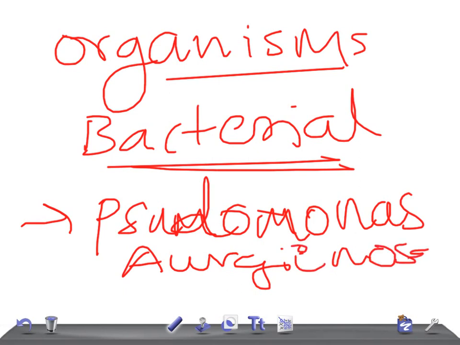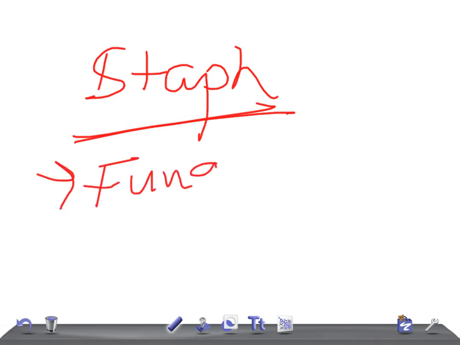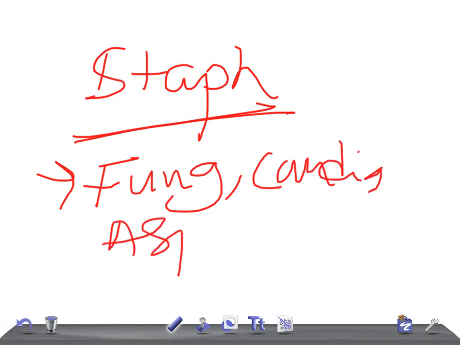Okay, so this is a really very important bacteria you should remember, because this can be asked in entrance examinations. Okay, the second most common after Pseudomonas aeruginosa is staph. Remember this. You can call it Staph aureus. The other organisms, sometimes you can get fungi and Candida also, like Candida and Aspergillus. Okay, so these are the basic things you should remember.